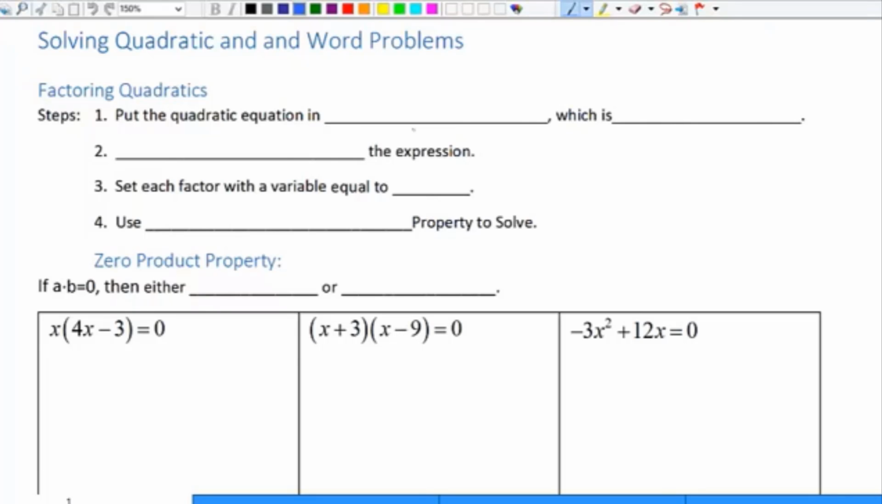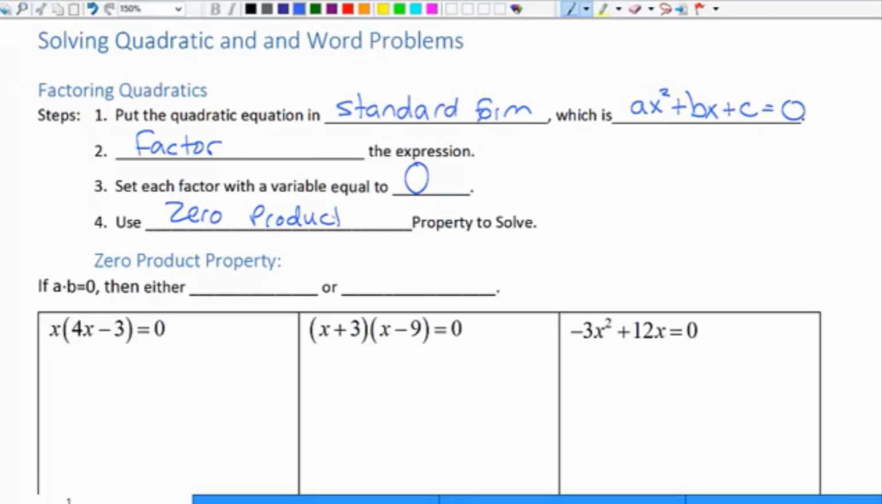Our lesson today will be on solving quadratics and associated word problems. Whenever we're trying to solve quadratic equations, we first need to put the quadratic equation in standard form, which is ax squared plus bx plus c equals 0. Step 2 would be to factor the expression. Step 3 says set each factor with a variable in it equal to 0. So now we're going to use the zero product property to solve.